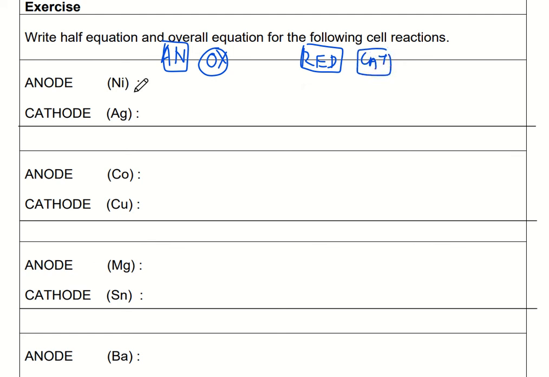So nickel will become, make sure you put the phase, nickel to positive, and you have to balance the electron, plus 2 electrons. Then for the cathode, which is Ag, Ag means that reduction occurs. So Ag plus aqueous, plus the electron, will become Ag solid.